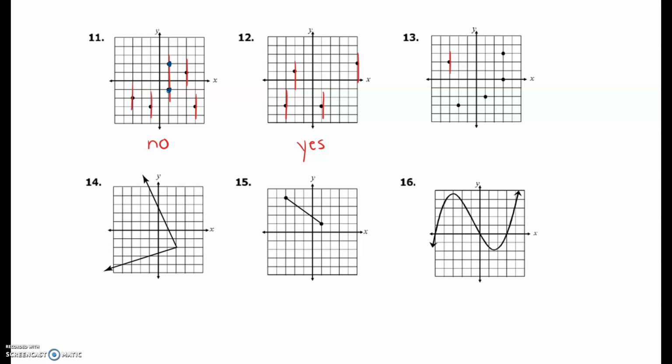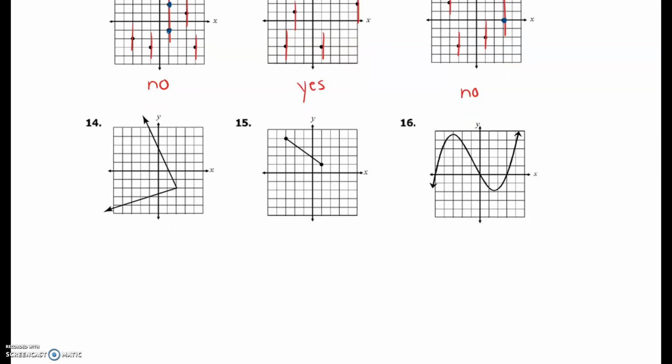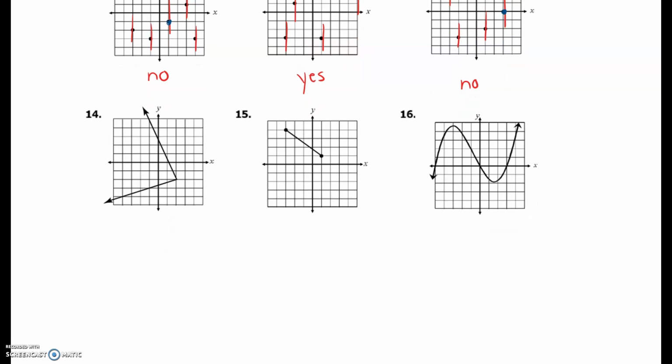In number 13, same idea. We draw our vertical lines. Our answer here should be no, because this last line I drew touches 2 points. Now, for continuous graphs, things that are connected with a line or curve, the idea is the same. If there is a place on the graph that I could draw a vertical line and that vertical line touches the graph twice, as this one does, this is not a function.